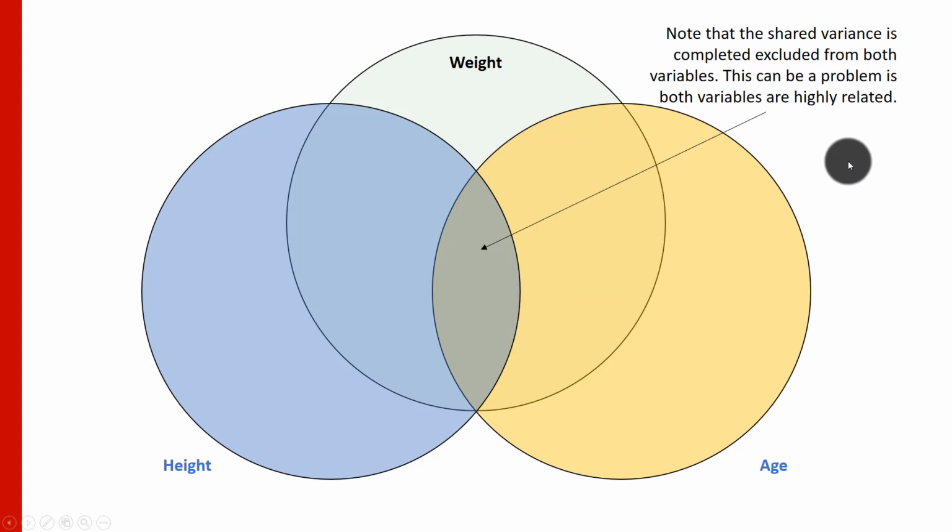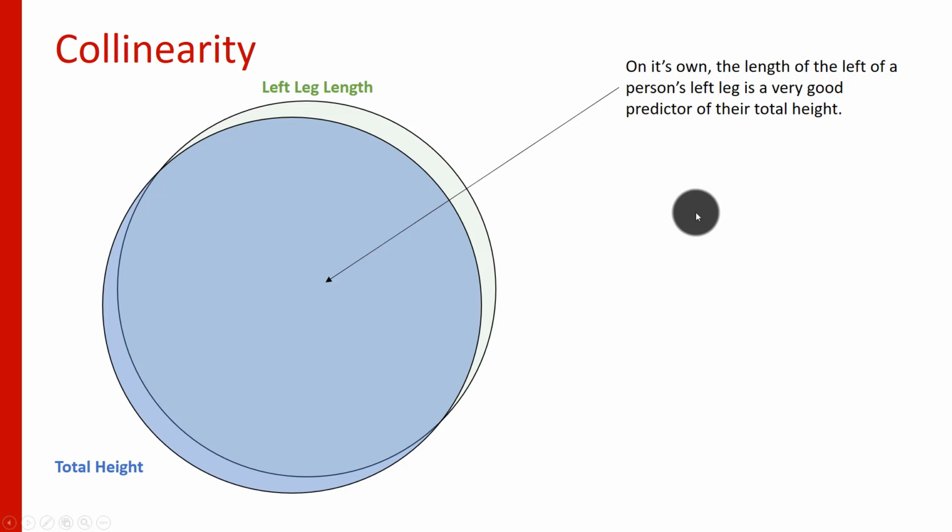So we need to exclude that common variance, and this can lead to a problem if both variables are highly related. In the first example, there was some shared variance, right, but it wasn't huge. But now we're going to talk about an example where we have a massive amount of shared variance to try and illustrate why this might be a problem. So this is what's referred to as collinearity between our variables. If both of our predictor variables are highly correlated, they are what we would call collinear.